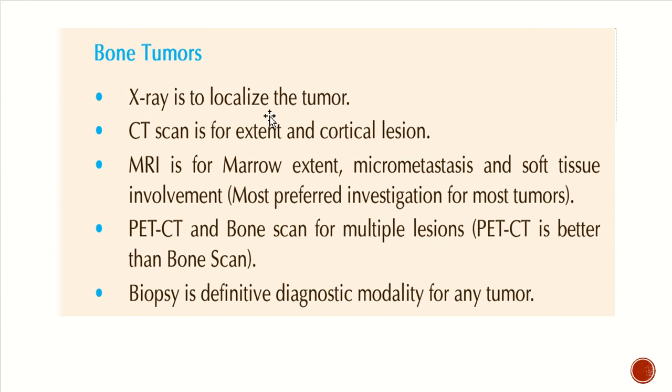Bone tumors: X-ray is to localize the tumor. CT scan is for extent and cortical lesions, C for C. And MRI is for marrow extent, M for M, micrometastasis and soft tissue involvement. The most preferred investigation for most tumors is MRI. PET-CT and bone scan are for multiple lesions, and PET-CT is better than bone scan. And biopsy is the definitive diagnostic modality for any tumor. And here ends our discussion.